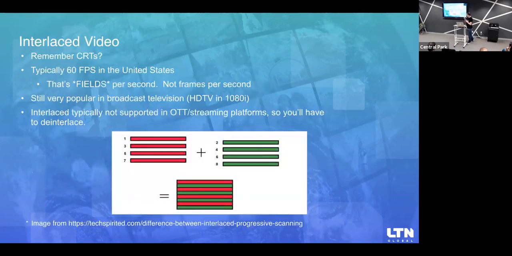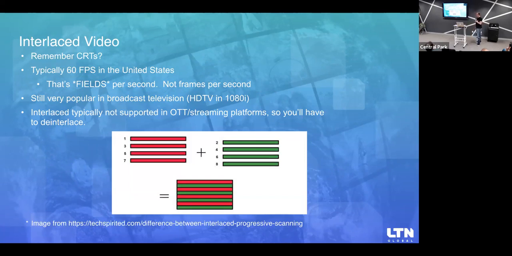Interlaced video. God, we hate interlaced video. Why could we not get rid of that? The answer is because people still want to watch stuff that was made before 1995. So basically what we have is all this legacy stuff. And by the way, when I say legacy, I mean even over-the-air television. Most of it is interlaced.